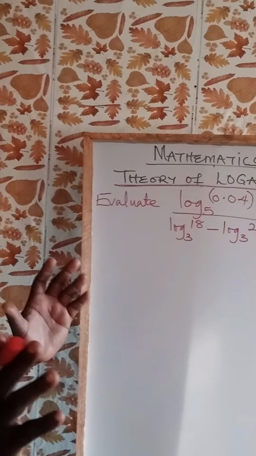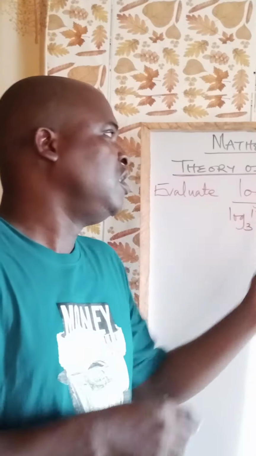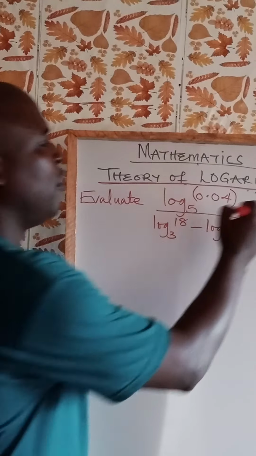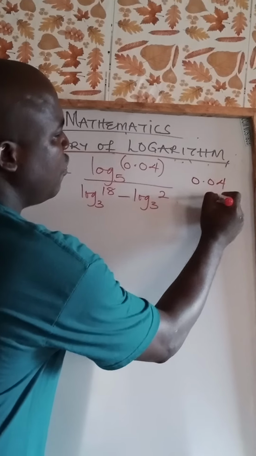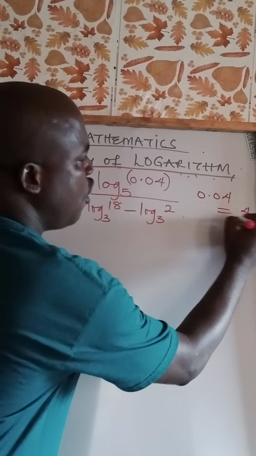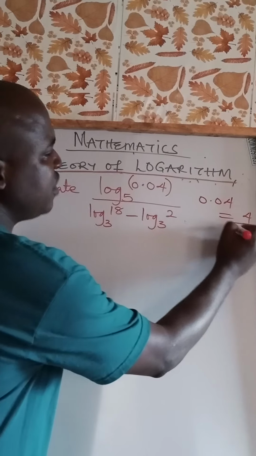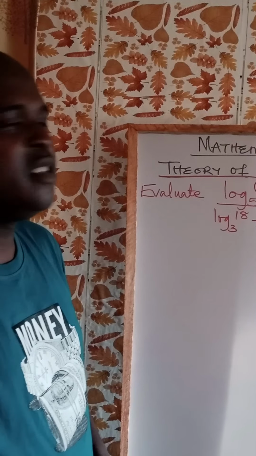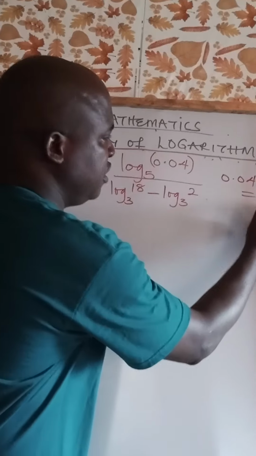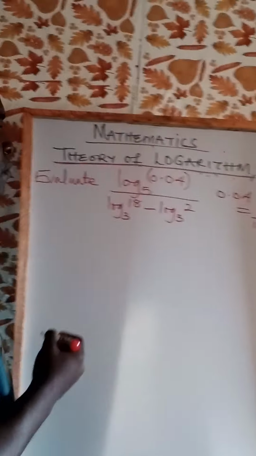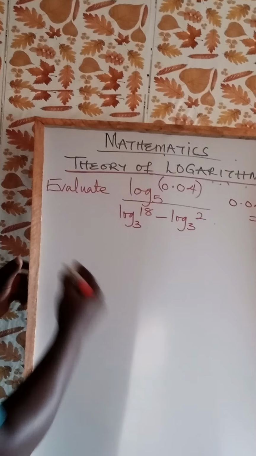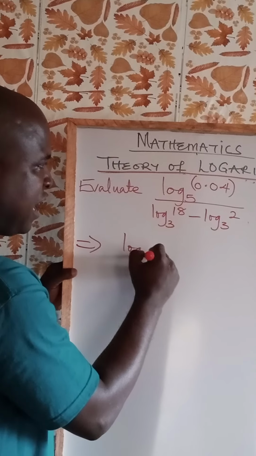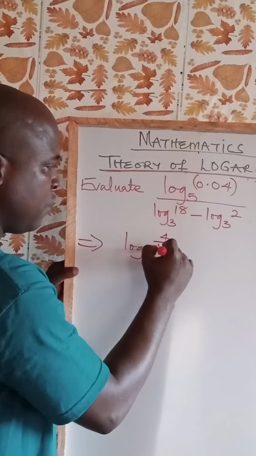Of course, the first thing we need to do here is to change this decimal to a fraction. We have 0.04. Convert it to a fraction. Of course, we are going to have 4 all over the point will serve as your 1, while the number of digits after the point will be represented by 0. After the point, we have 2 digits. That means we are going to have 0, 0. Then we can reduce this to the lowest term. So the question now turns to log base 5 of 4 all over 100.